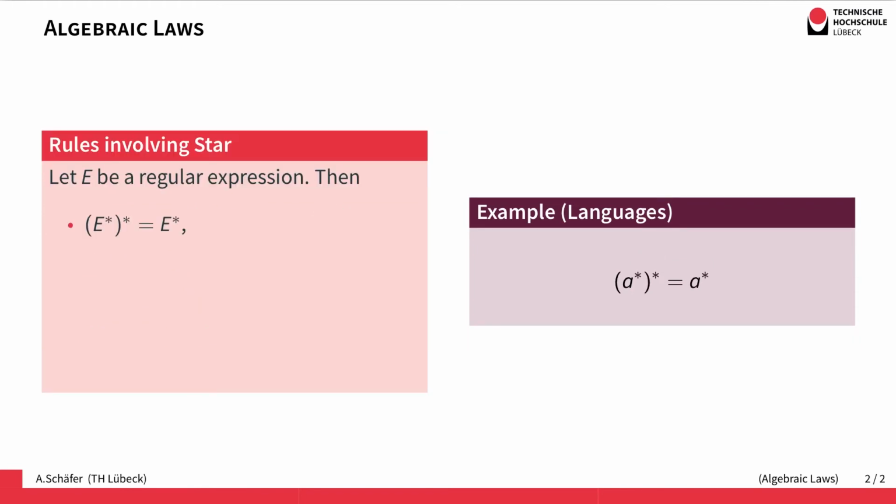Finally, let's have a look at some rules involving the Kleene star. If we have a regular expression like A star and we apply the star again, nothing really changes, because A star is an arbitrary number of A's. And if we take an arbitrary number of A's and we take an arbitrary amount of words, each comprised of an arbitrary number of A's, then it's just an arbitrary number of A's. So actually, if we have two stars, E star and the expression is starred again, then this is the same language as E star.